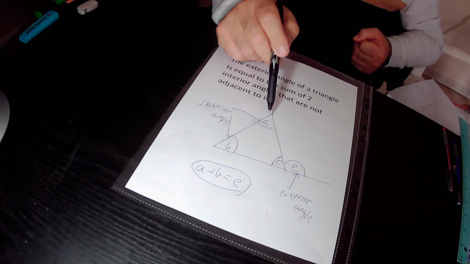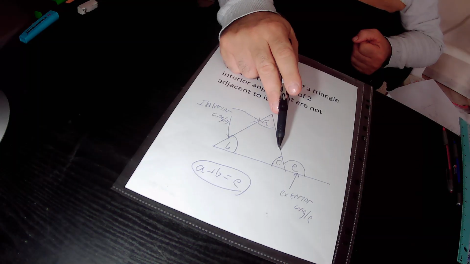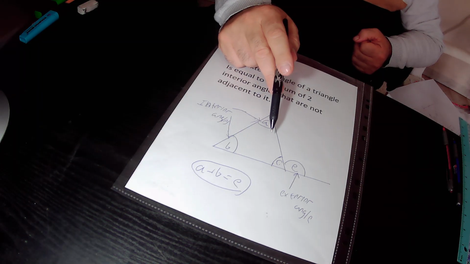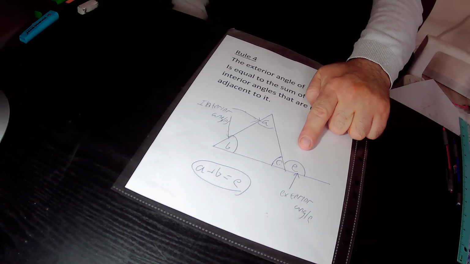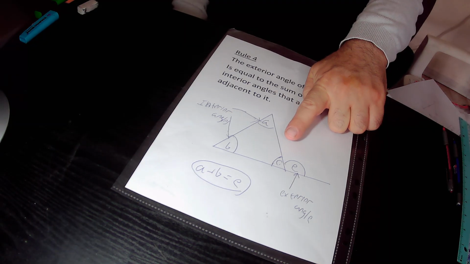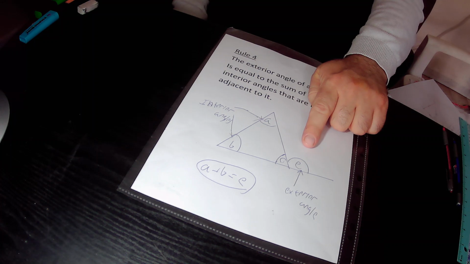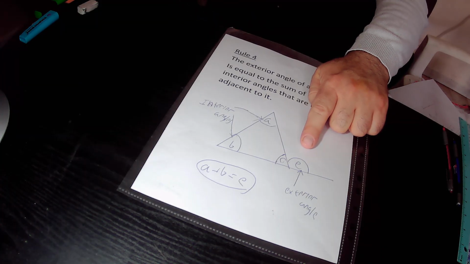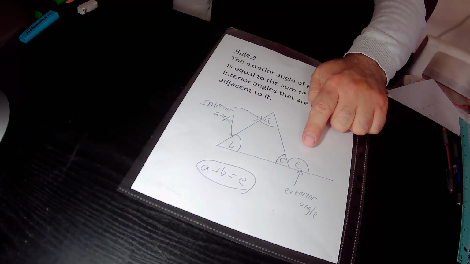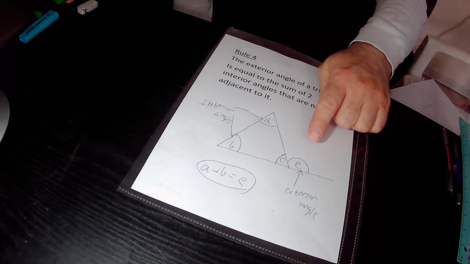Therefore, those three angles A, B, and C, they are all defined as interior angles of this triangle, and this is angle E that is defined as an exterior angle. Why is angle E defined as an exterior angle? Because it is located outside this triangle, and therefore it is defined as an exterior angle. So this exterior angle E, according to this rule 4, equals the sum of the two interior angles that are not adjacent to it.